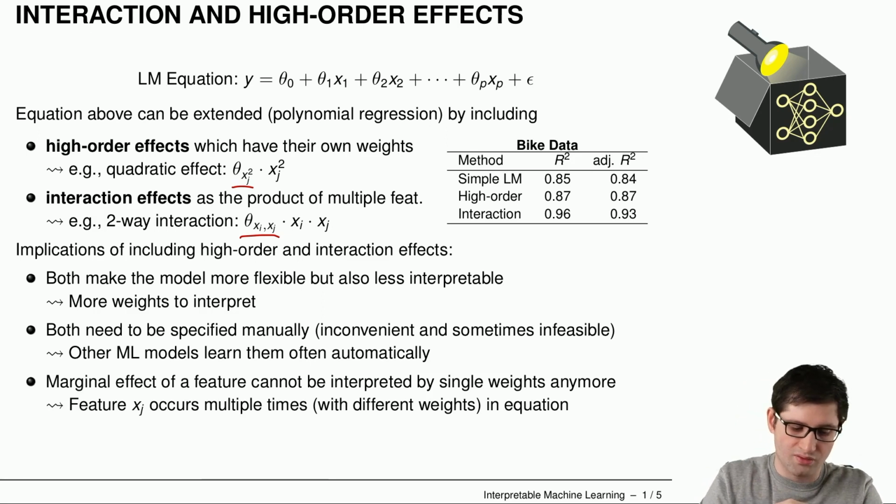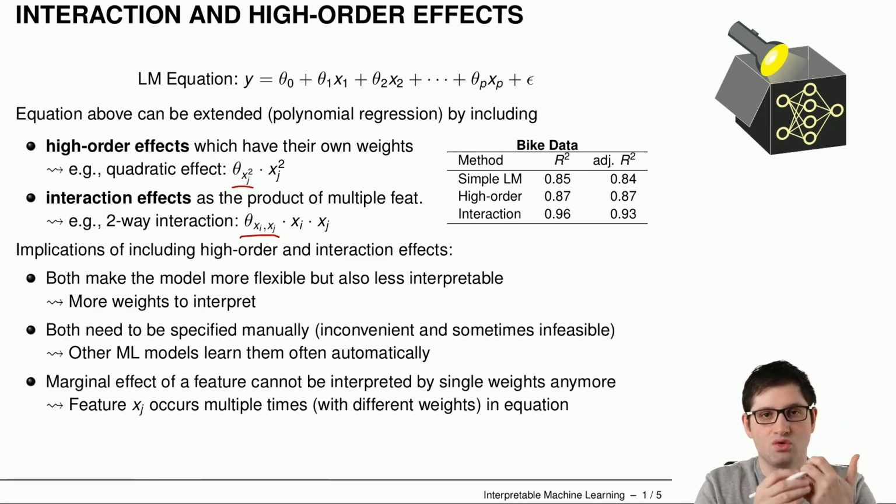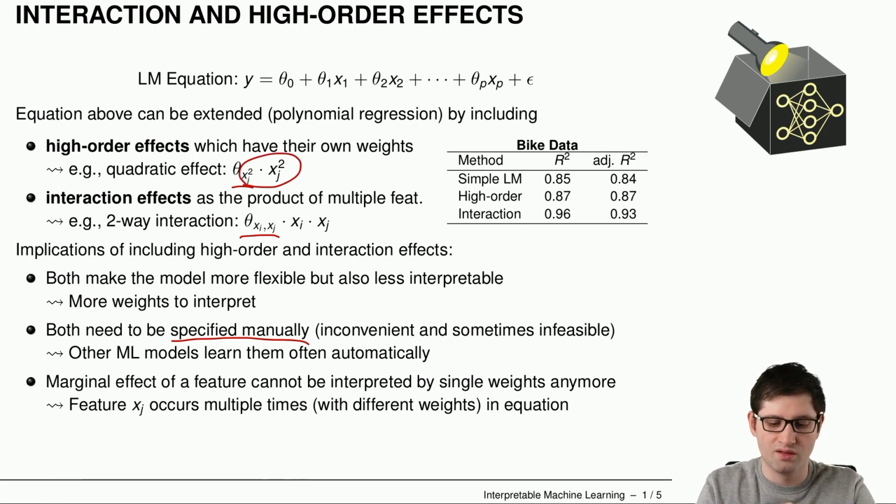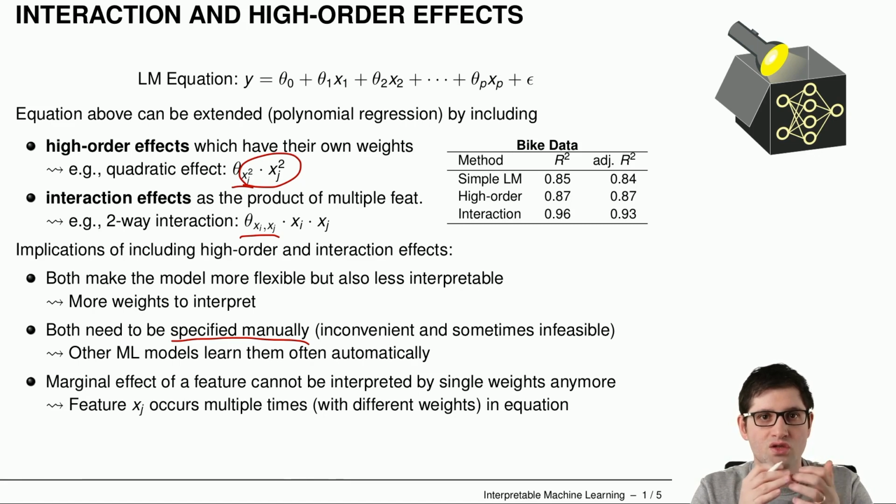And also, in case of a linear regression model, both need to be specified manually. So we need to tell the linear regression model, please use the interaction of feature j and feature k or any other type of feature interactions that we want to include. So we need to specify them manually. Also, the degree that we want to estimate, like if we want to estimate a squared effect or cubic effect, needs to be specified manually. In contrast, if we apply machine learning models, they're usually able to learn these kinds of complex effects automatically, and we don't have to specify these things manually.